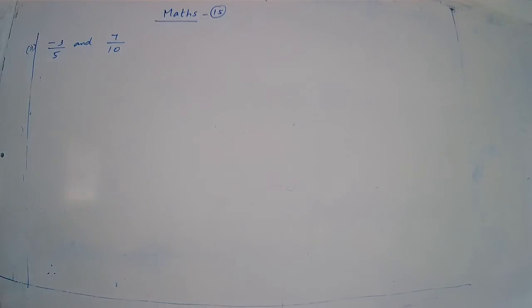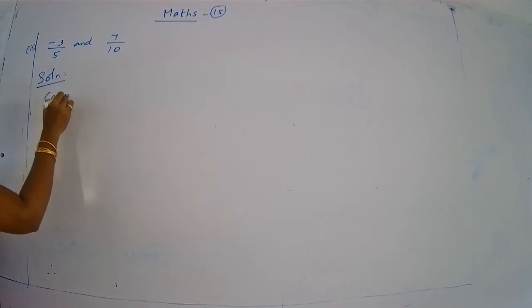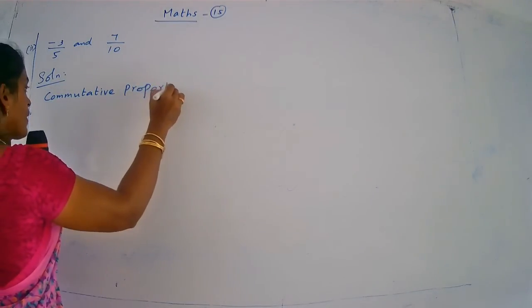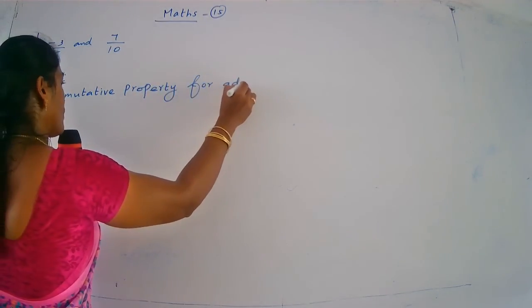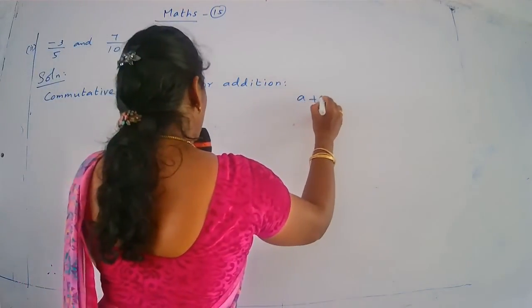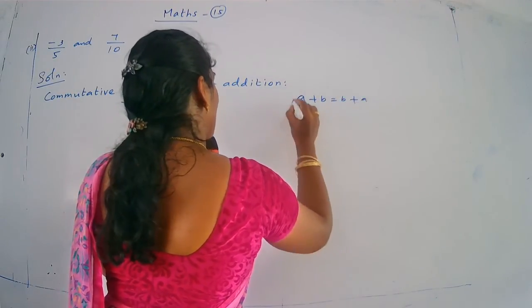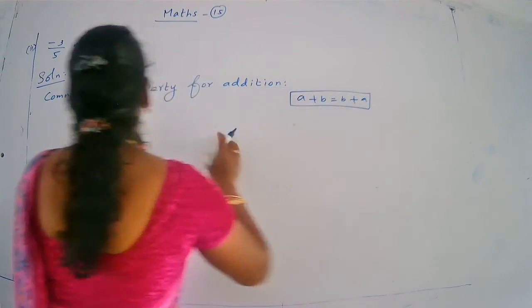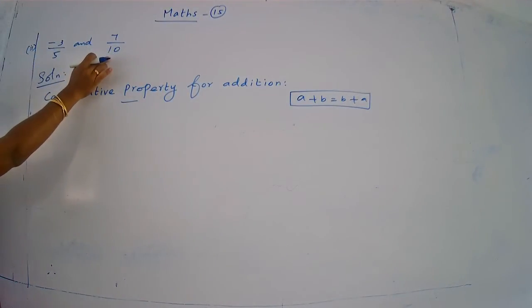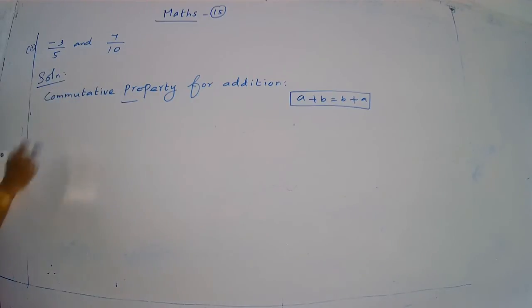7 5s are 35 plus 10 minus 3s are minus 30, multiply 10 5s are 50. So 35 plus minus 30, your answer is 5 upon 50. Denominator and numerator have common factors, so you divide it. 1 5 is 5, 10 5s are 50. So your answer is 1 upon 10. You see these two answers? These two answers are equal. Therefore, commutative property is true for addition. Hence verified.